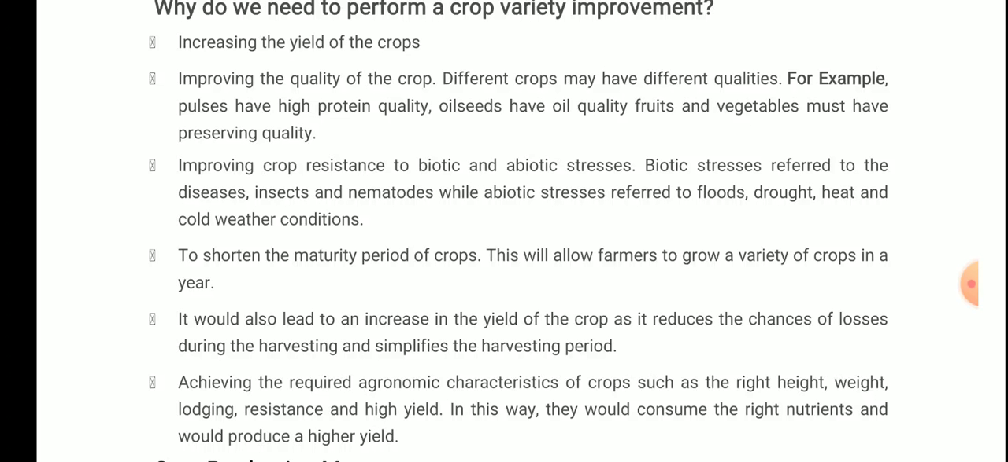Then, to shorten the maturity period of the crops. What do we mean by shortening the maturity period? It means they reach maturity very quickly, so that they can be cut quickly and used. Then it will also lead to an increase in the yield, which is the most important thing, and achieving the required agronomic characteristics such as right height, weight, lodging resistance and high yield.